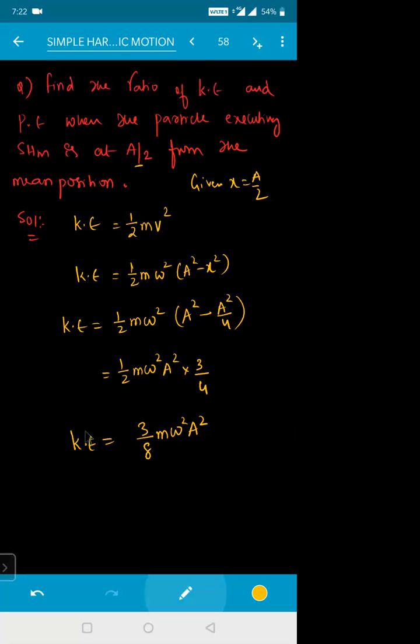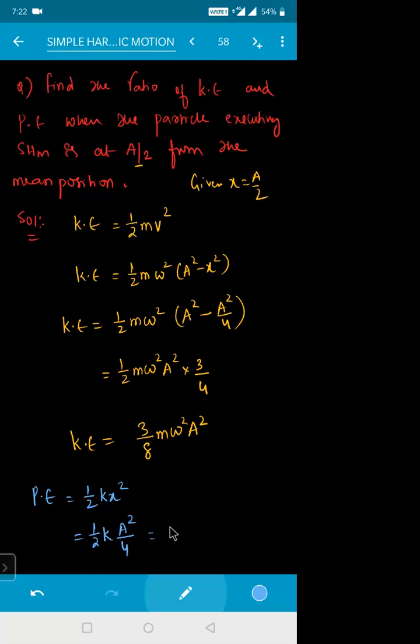The same way, what is the potential energy? Can you tell me? What is the potential energy formula? Half into k into x square. Half into k, x value is A by 2, so it is a square by 4.